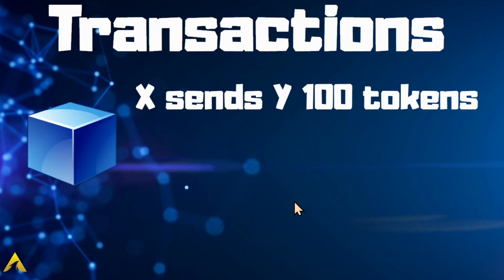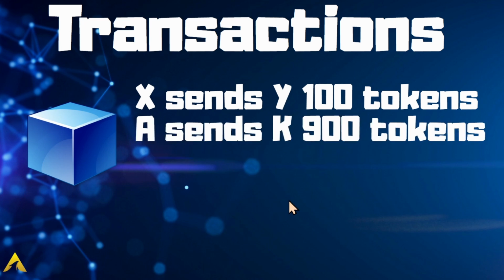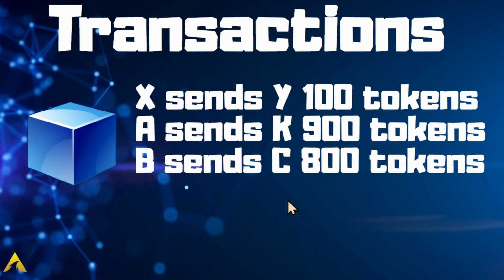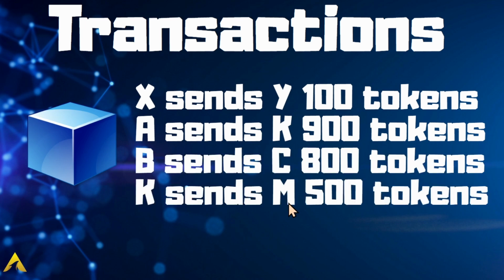Now let's take a look at examples of transactions. A transaction could have information X sends Y 100 tokens. A sends K 900 tokens, a different transaction. B sends C 800 tokens. K sends M 500 tokens. So these are all examples of transactions that all exist inside one block. Now, one block can hold more than 4 transactions, but for this example, we're just showing you what this looks like.